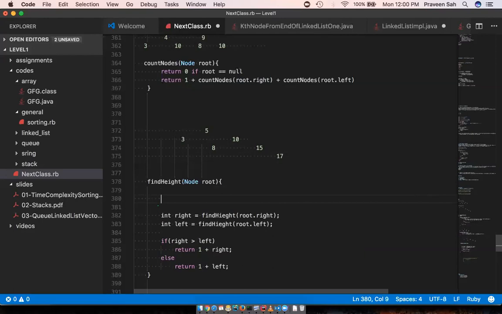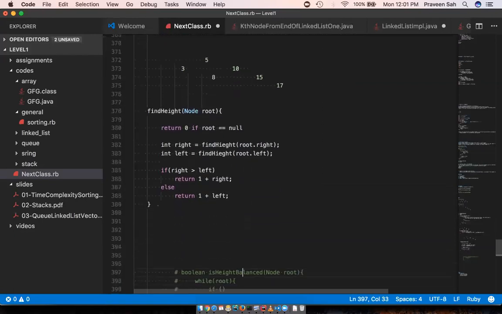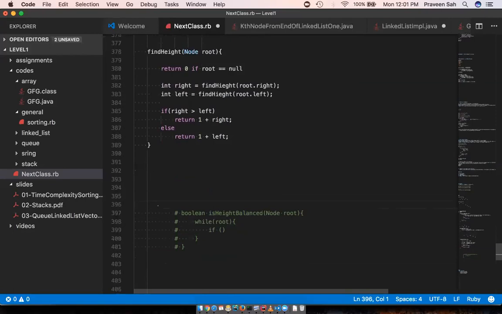Just let me write another code for you, the base condition which we will try to maintain. When you do it, you have to try to write that as well. I can skip, but you can't. If root equal to null, return 0. Okay? Correct? Now comes our height balanced.